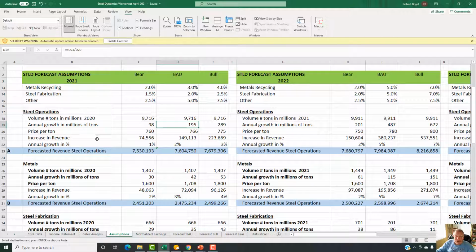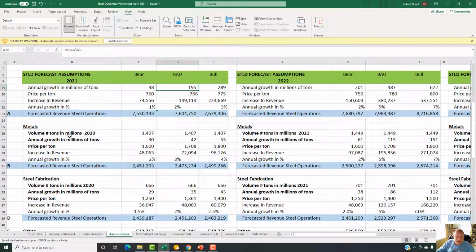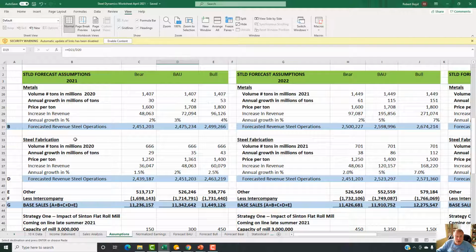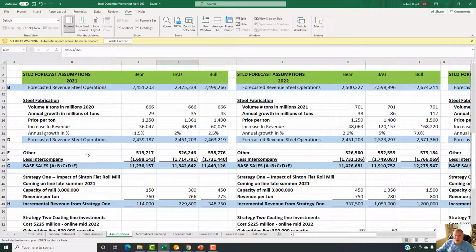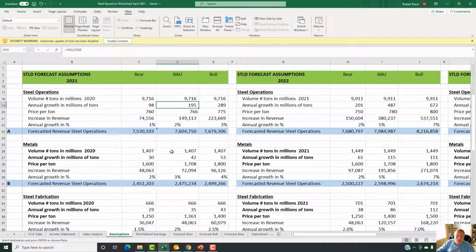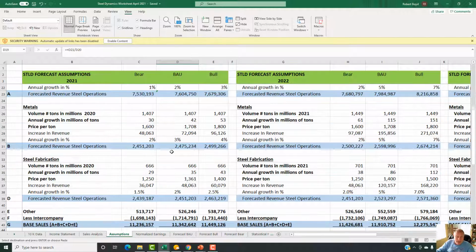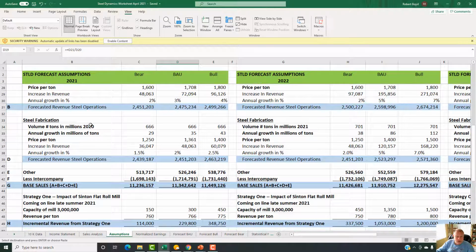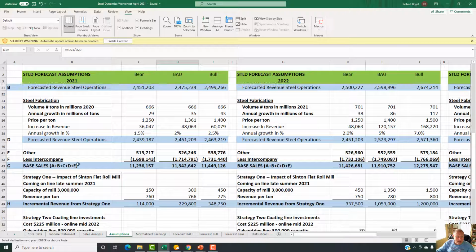So I broke it first down into steel ops, then I broke it down into metals, then into steel fabrication, and then other and intercompany, I left at a real high level. So you could do a very similar thing depending on the nature of your business. If you're doing FedEx, you can break it by business line, and that is also in packages or tons. So I go through metals, I go through steel fab, and that, when I add it up, is my base sales. Okay? This is what it is, assuming no strategic initiatives.